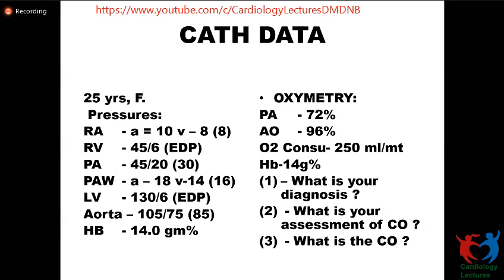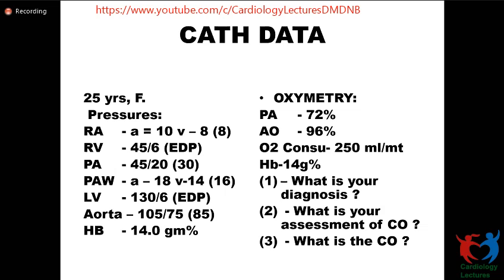Small gradient is abnormal. It is abnormal. A is actually 10, mean is 8, and RV end-diastolic pressure is 6. So there is a gradient. Okay, yes. And the pulmonary artery pressure systolic is 45, diastolic is 20, mean pulmonary artery pressure is 30, slightly raised, and there is no gradient across RV and pulmonary artery.